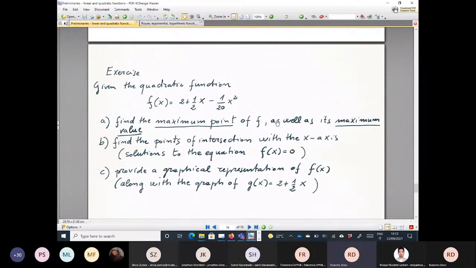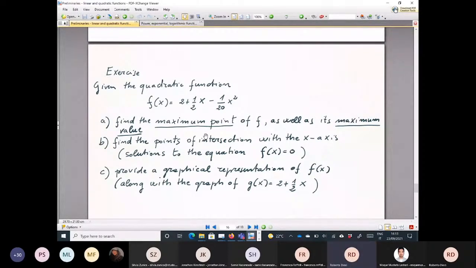Given the quadratic function 2 plus 1/2 x minus 1 over 20 x squared, find the maximum point of this function as well as its maximum value. Find the points of intersection with the x-axis, that is the solutions to the equation f of x equal to 0. And provide a graphical representation of this quadratic function along with the graph of this very similar linear function. It is 2 plus 1/2 x, so there is a quadratic term missing here, but for the rest, the remaining part is the same, okay?